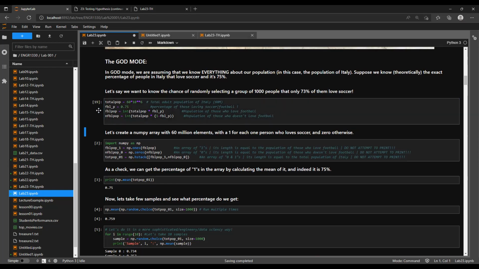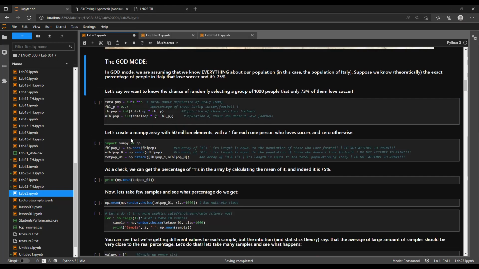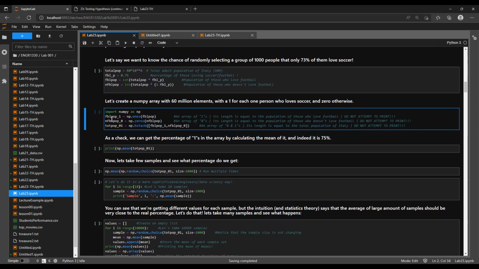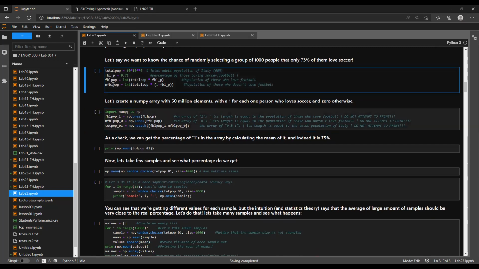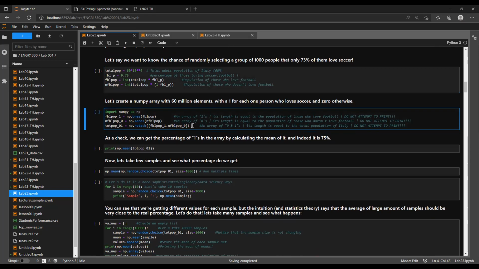Let's create an array. I think I need to clear all these. Let's create an array with 60 million elements, with a 1 for each person who loves soccer and 0 otherwise. So we're making a NumPy array for every person in Italy. Every person is going to be assigned a 1 or a 0: 1 if you love soccer and 0 if you don't. Okay, so I've got my array of 1s and I've got my array of 0s. And how do I know how many to put in there? Well, remember I have the population of lovers and the population of non-lovers. So I'm going to use those, and then I'm going to smush them together into one big array.